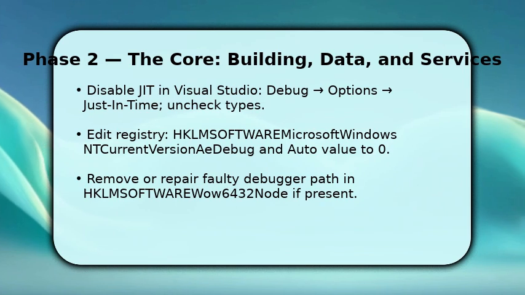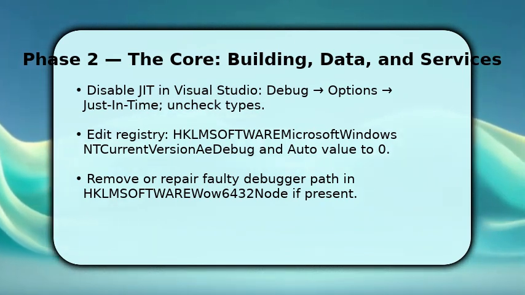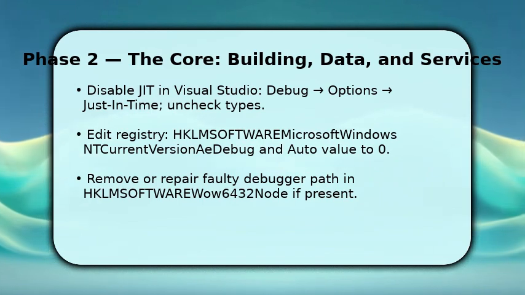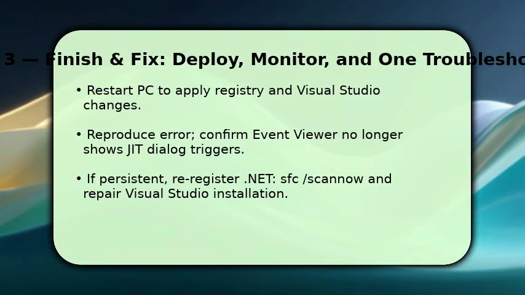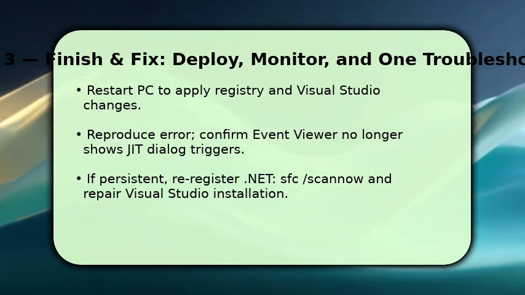Finally, restart the PC to ensure registry and Visual Studio settings take effect. A reboot clears lingering debugger hooks. Then reproduce the scenario that caused the JIT prompt and check Event Viewer. You should no longer see the JIT dialog launching a debugger.